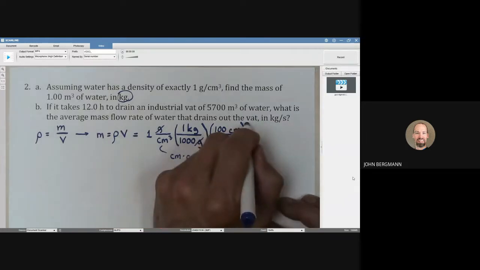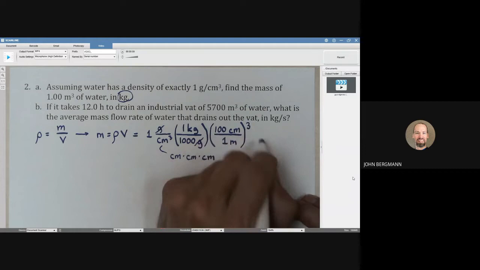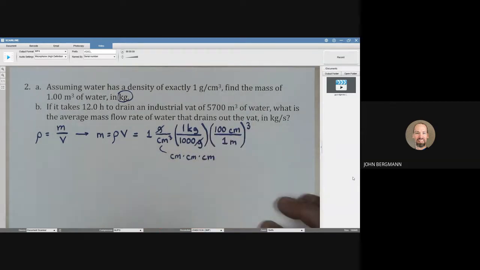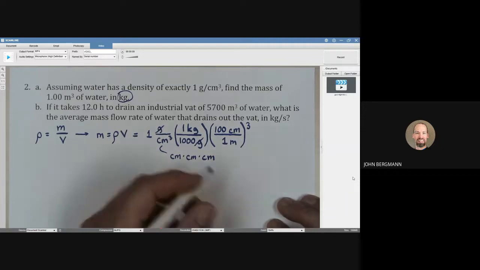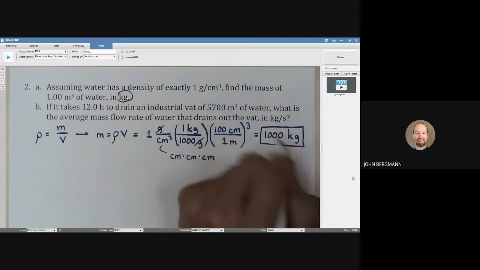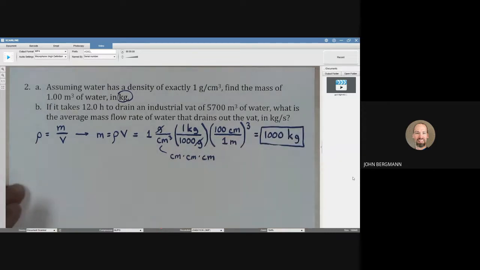So basically, this conversion factor here needs to be cubed: 100 centimeters over 1 meter, that thing 3 times. And when you do that, there's the answer that you get. 1 cubic meter of water has a mass of 1,000 kilograms. How about this next problem?